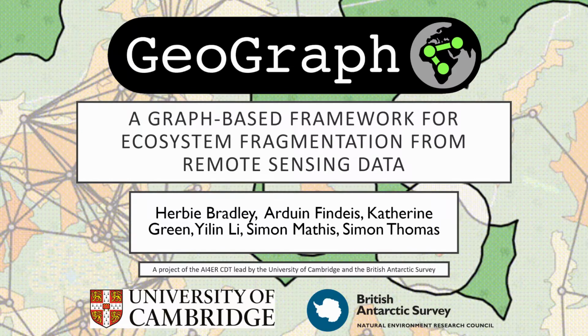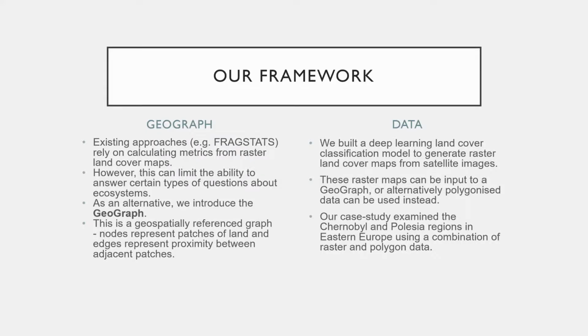Existing tools for analyzing ecosystem connectivity work by calculating landscape and patch level statistics from raster land cover maps by masking out different areas. However, these methods can be quite limited in their ability to answer ecosystem questions, like tracking habitats over time. To solve these issues, we introduced the GeoGraph, a geospatially referenced graph for analyzing ecosystems and habitats, in which nodes represent patches of land and edges represent proximity between adjacent patches.